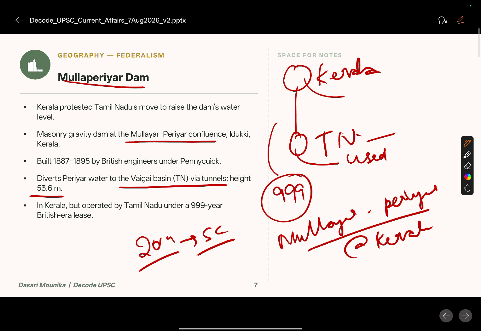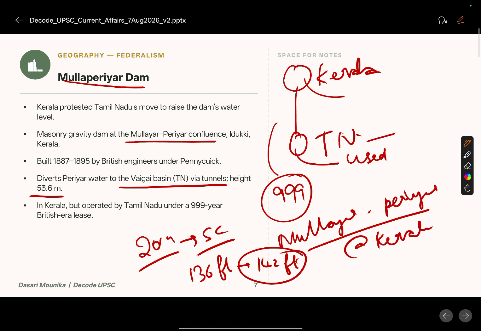It told the Tamil Nadu government that you can increase the height from the existing 136 feet to 142 feet. Already, the Tamil Nadu government has acquired permission to increase the dam up to 142 feet. So that is what the Tamil Nadu government wanted to do. This is about Mulla Periyar Dam, a dam constructed in the British era, which has now come into conflict, often seen between Kerala as well as Tamil Nadu.